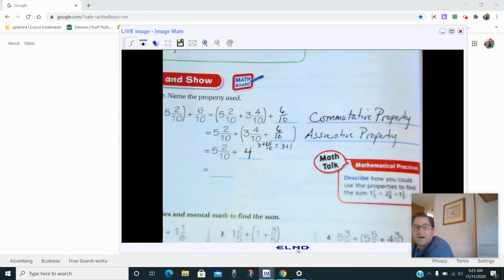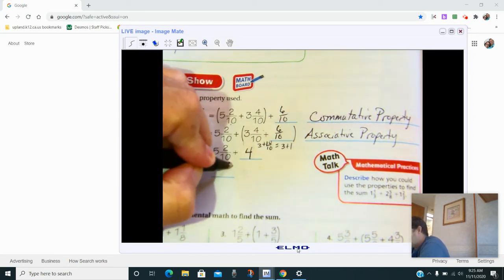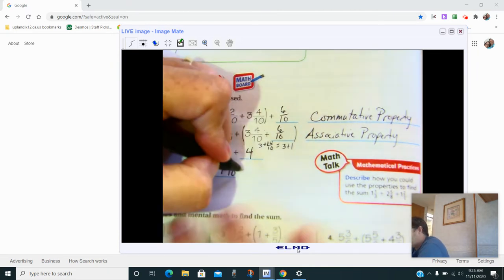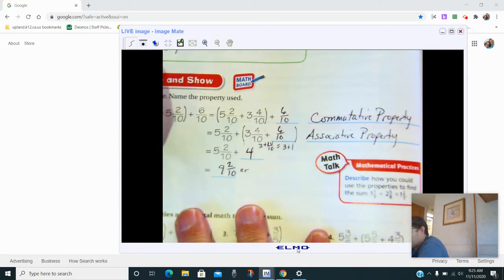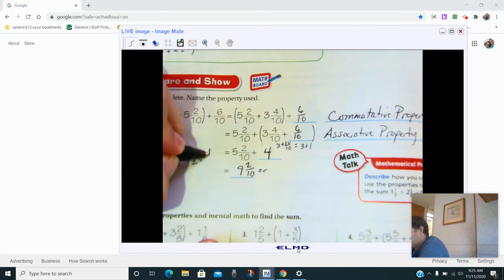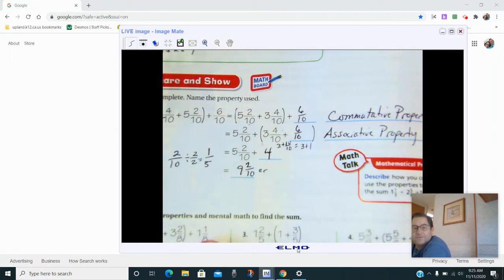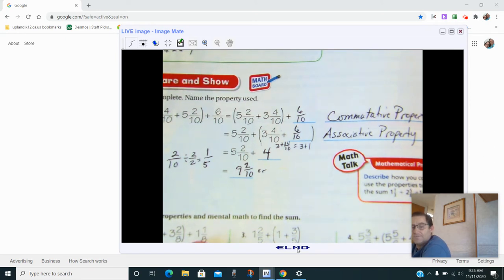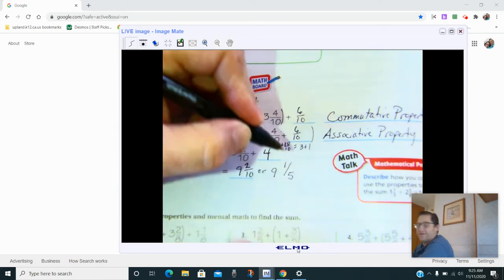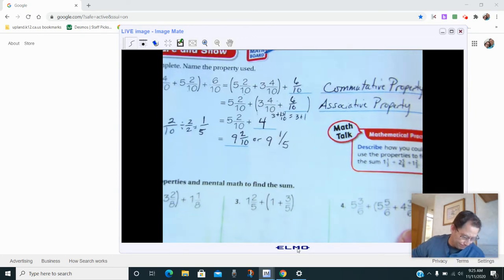All right, so now we have 5 and 2/10 plus 4. 5 and 4 is 9. 9 and 2/10, or remember, 2/10 is even, so I can simplify by dividing by 2, and I'd get 1/5. 10 divided by 2 is 5. 2 divided by 2 is 1. So 9 2/10 or 9 1/5.